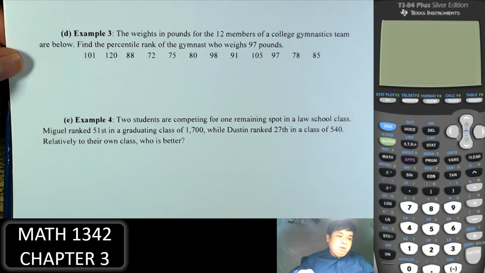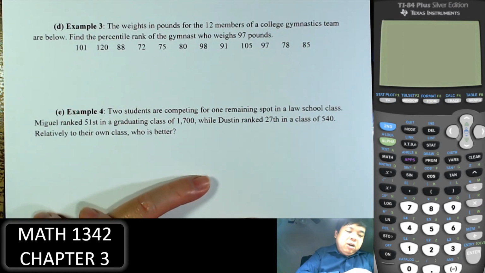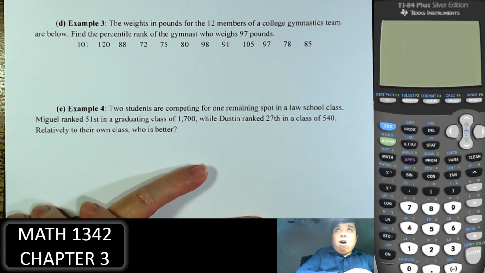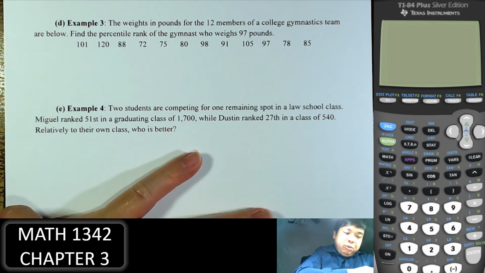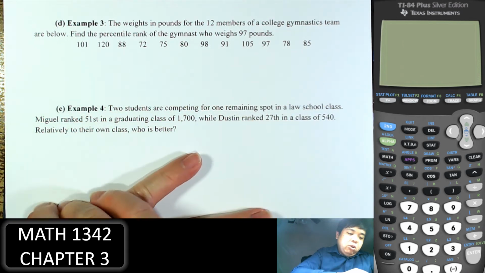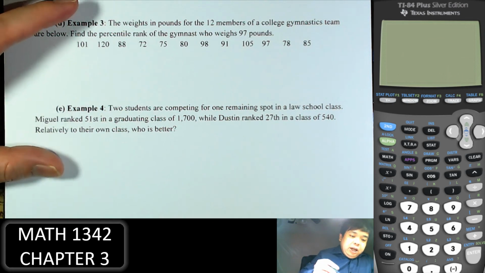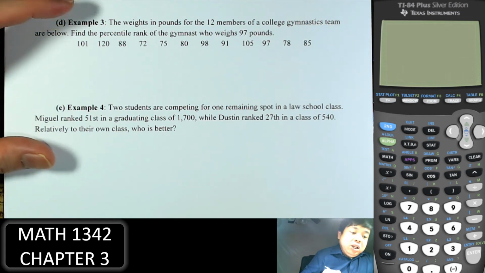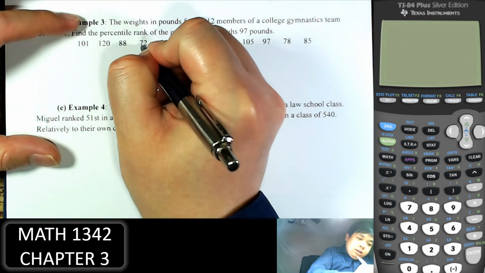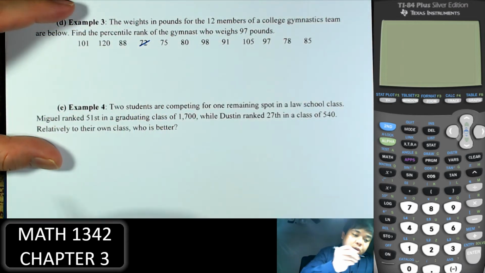Here's another example. The weights in pounds of 12 members of a college gymnastics team are listed below. Find the percentile rank of the gymnast who weighs 97 pounds. Right, once again, we have to put them in increasing order. 72.